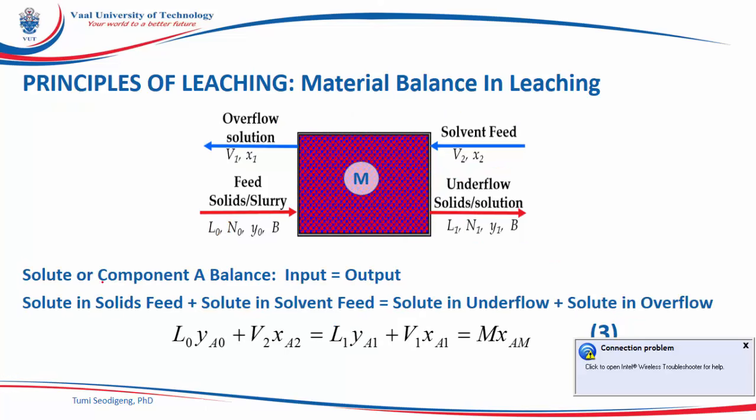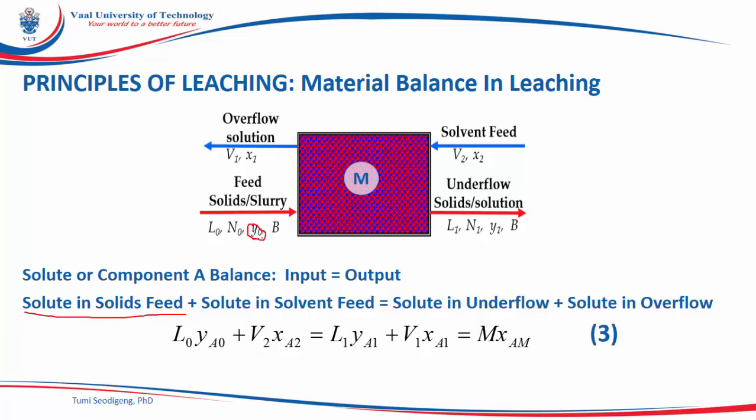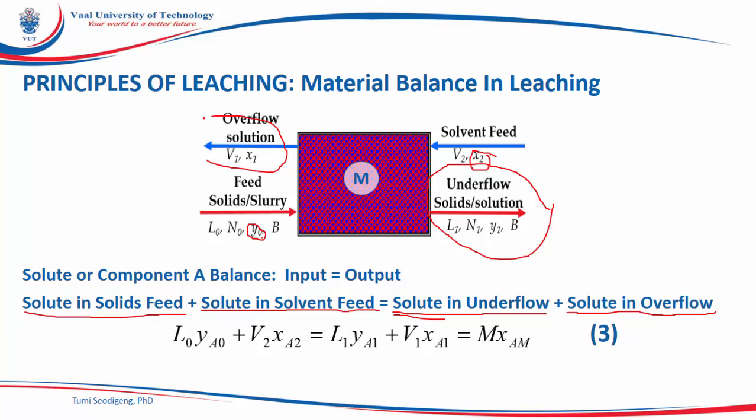The next step, we will do solute or component A balance. We will also look at all incoming streams and all outgoing streams. We will first look at the solute in the solids feed, which is given by this concentration Y0. Then we will look at the solute in the solvent feed, which will be given by X2. If we are using fresh solvent, it will be 0. On the outgoing streams, we will look at the solute in the underflow, which is the solute here. And then also we will look at the solute in the overflow, which is the solute in the stream here given by a concentration X1.